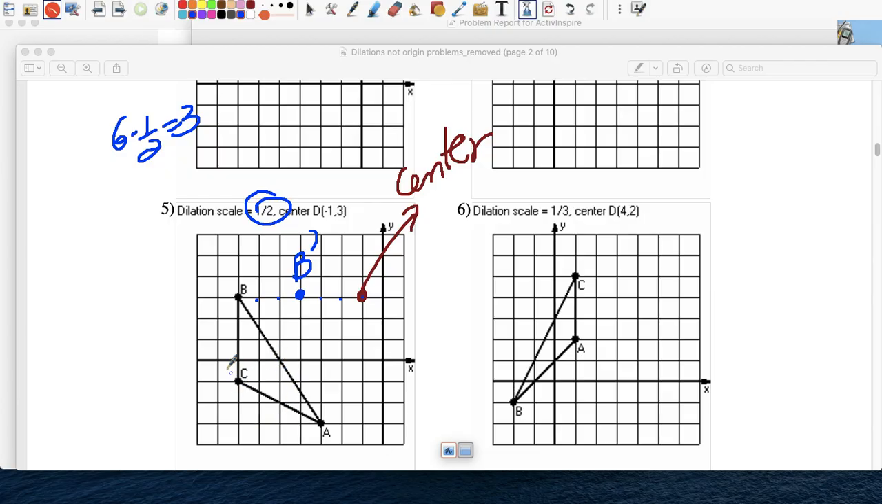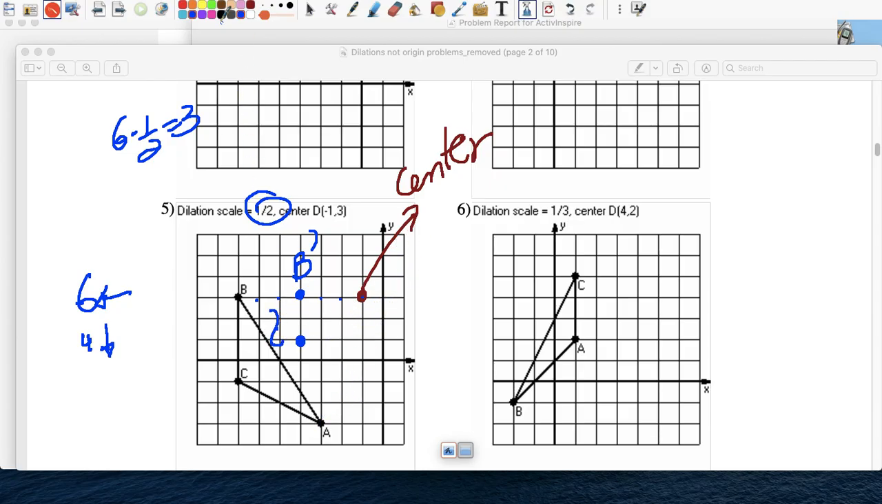Point C. C is 6 to the left, right? To go to C is 1, 2, 3, 4, 5, 6, and 1, 2, 3, 4 down. So we've got to cut everything in half. So going 6 to the left and 4 down, cut that in half. Instead of 6 left, we go 1, 2, 3. And instead of going 4 down, we go 1, 2. Here is C prime.